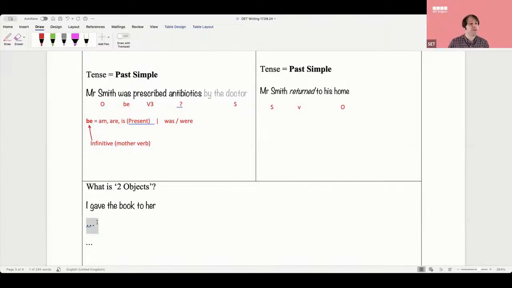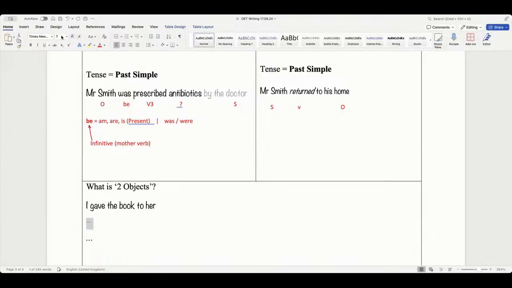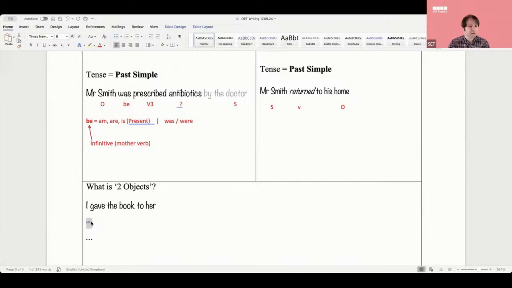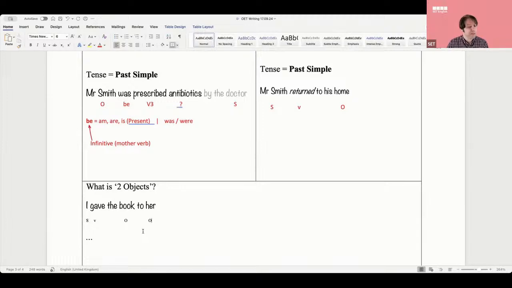Where's the subject, everyone? The subject is I. Where's the verb? Gave. And then where's the object? The book and her. We have two. We have the book, and we have the verb. Does that make sense, everyone? So sometimes a sentence can have two objects.